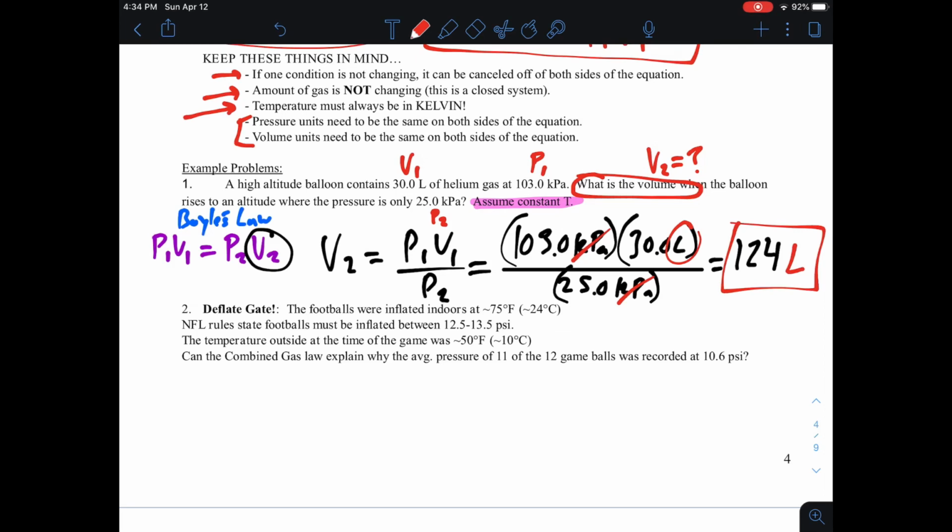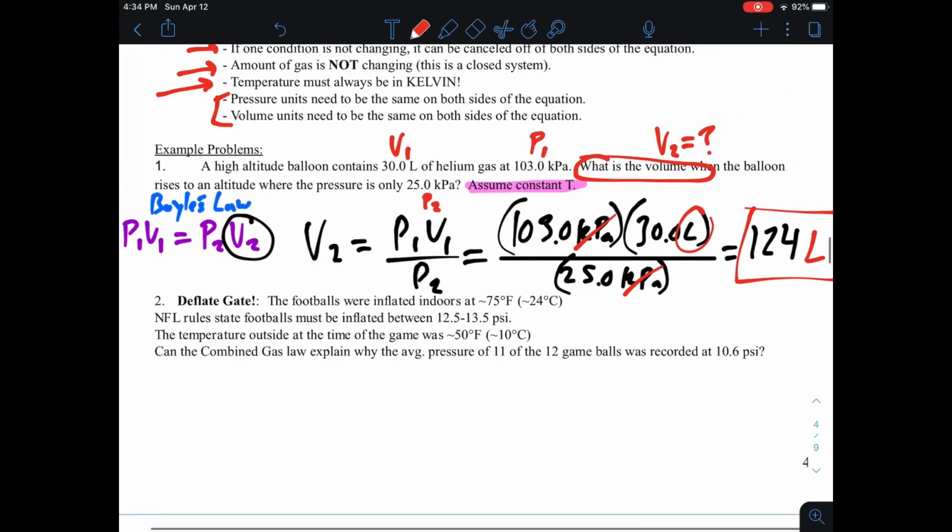Okay, next problem. Deflategate. This is something real that happened back in, I want to say it was 2017, was it? I think it was the NFC championship between or was it AFC? See, I'm not a football fan. I'm just kind of working off of my recent memory here. Is that the championship to go to the Super Bowl?